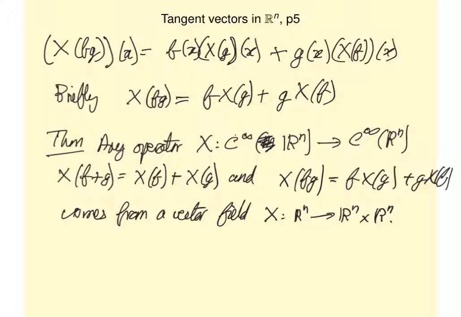So I'll almost always move without comment between these 2 points of view. On the one hand, a vector field on Rn is a smooth map from Rn into Rn cross Rn, for which the first component is the given variable, and on the other hand, a vector field is an operator on the smooth functions that obeys the product rule and is additive.